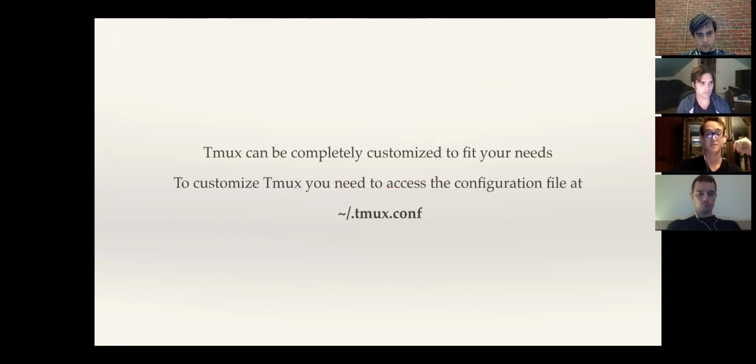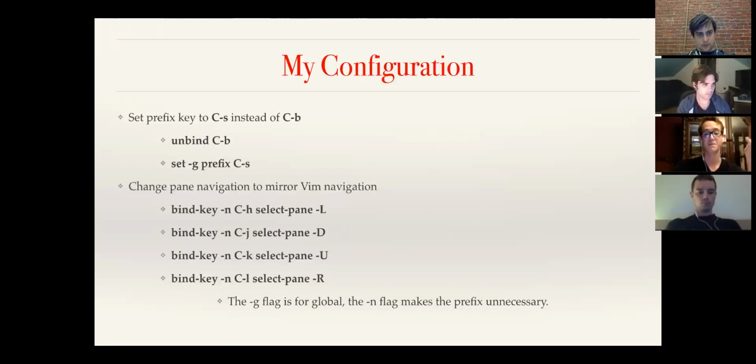Tmux is very customizable. To customize it, you just have to access the configuration file, and it's in your root directory, the .tmux.conf. And I'm going to post this online for you guys so that you can access what my current configuration is. This is just some of the things that I found useful. So I changed my prefix key because that was uncomfortable. It pulled my hands away from the home row to get to the Control B. So I unbound the Control B and set it to Control S. Makes it a little bit easier for my hands to move around.